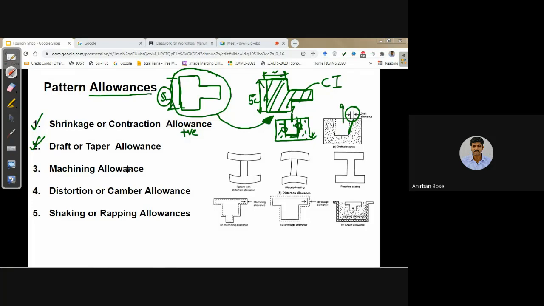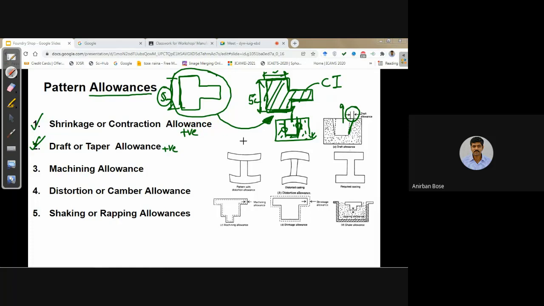Again, the machining allowances. This is again a positive allowance, you can understand. So finally, it is the machining allowance. What is the machining allowance? See, the cast product that you finally get, you will find that its surface is very, very rough. The roughness is very large. So finally, to smooth it, or sometimes because your dimensions might be required to change by machining processes, some machining is done after the casting is over. So some material removal is to be done after the casting is done.